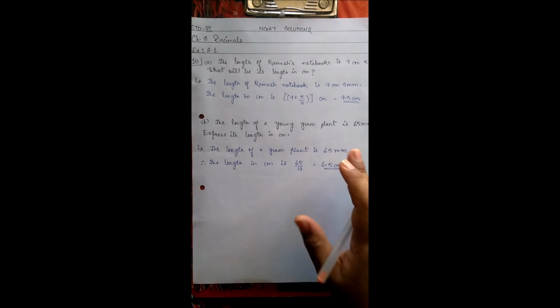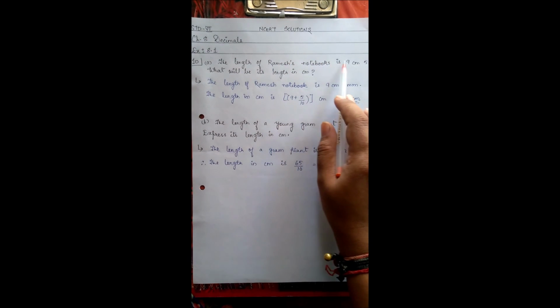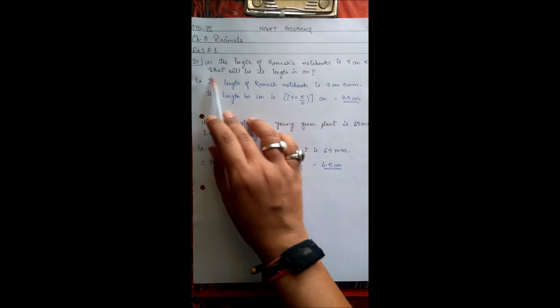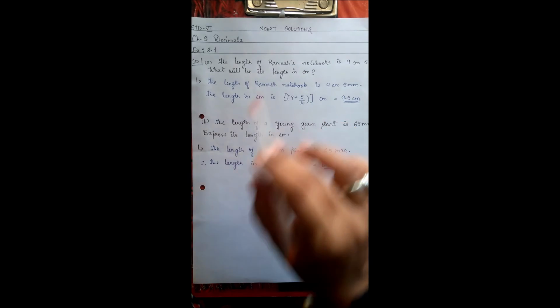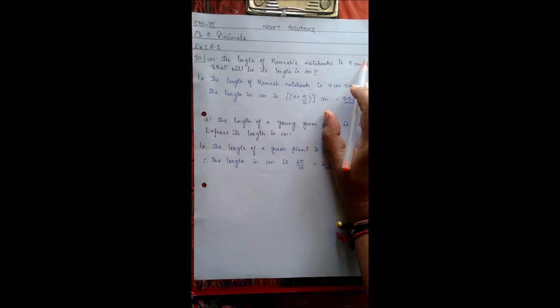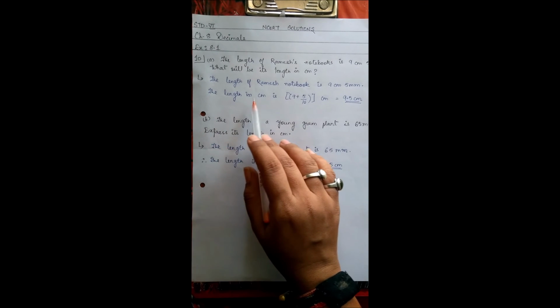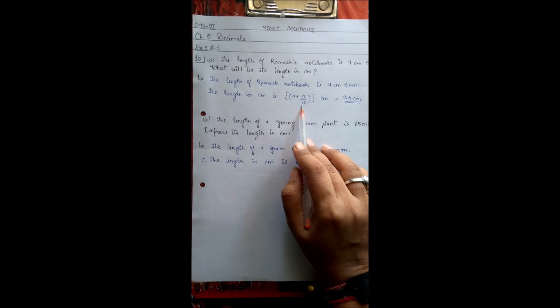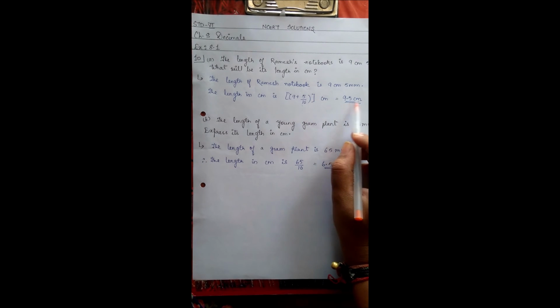Moving to the next question, question 10. The length of the Ramesh notebook is 9 centimeter and 5 mm, that is millimeter. What will be its length in centimeter? Now we have to convert this into centimeter. So the length in centimeter is 9 plus 5 upon 10. So it is 9.5 centimeter.